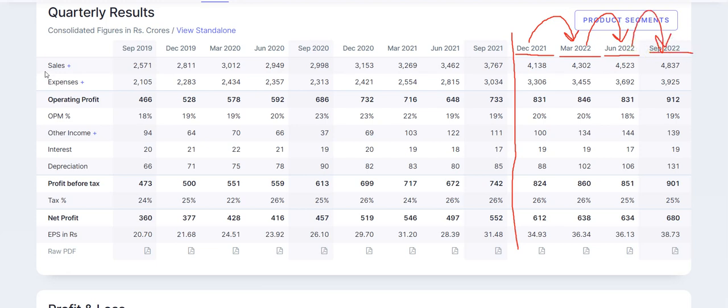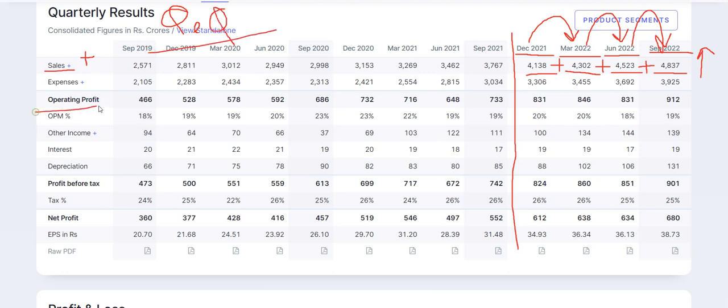So sales were 4,138 crore rupees. It increased to 4,302 crore rupees, further increased to 4,523 crore rupees, and further increased to 4,837 crore rupees. So sales is increasing on every quarter basis. Sales is continuously increasing every quarter.